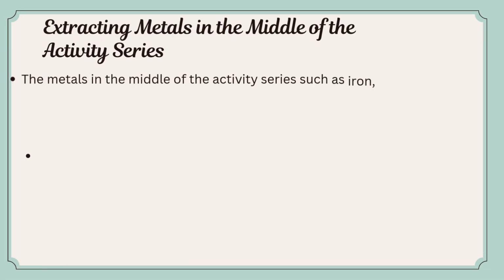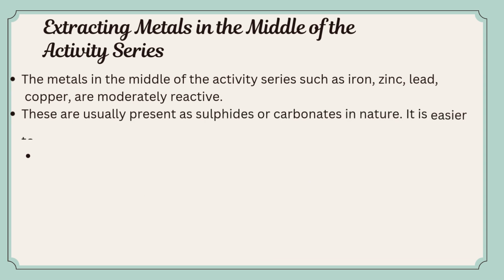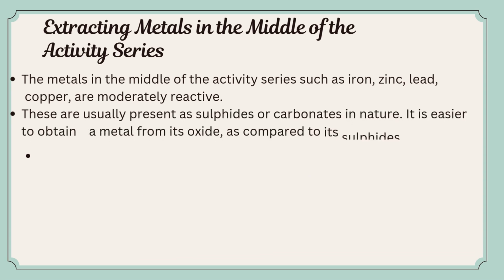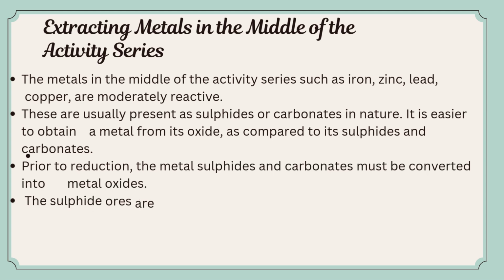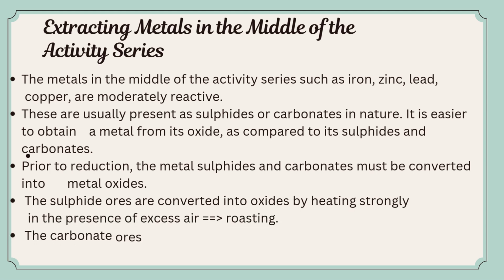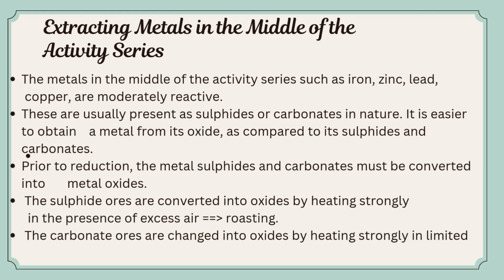Next one is extraction of metals in the middle of the activity series. As we all know, in the middle of the activity series, the metals are moderately reactive. These are usually present as sulfides or carbonates in nature. When we compare sulfides and carbonates with oxides, it is easier to obtain the metal from its oxide. That's why prior to reduction, the metal sulfides and carbonates must be converted into metal oxides.